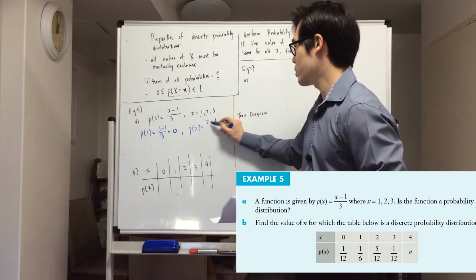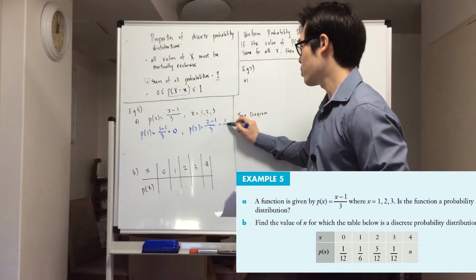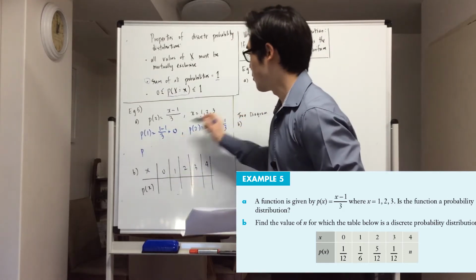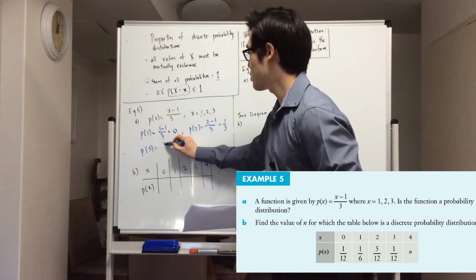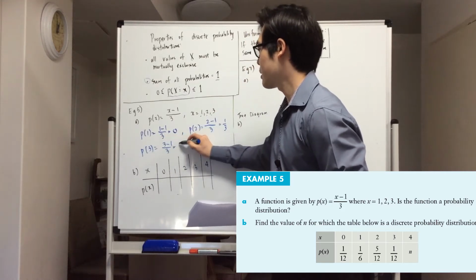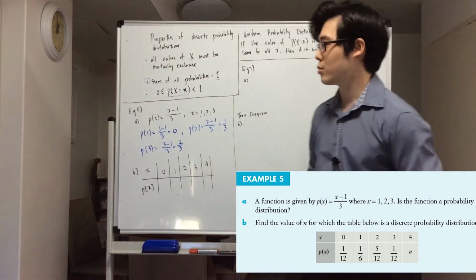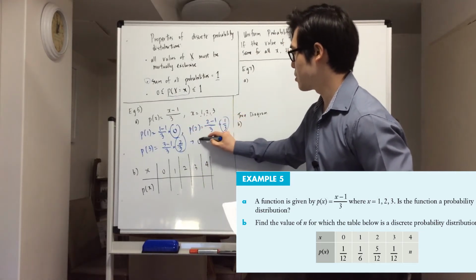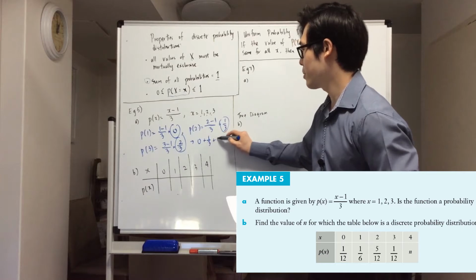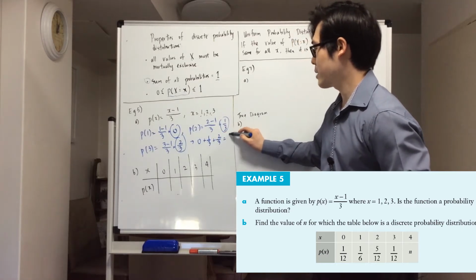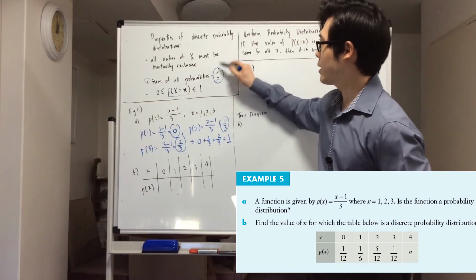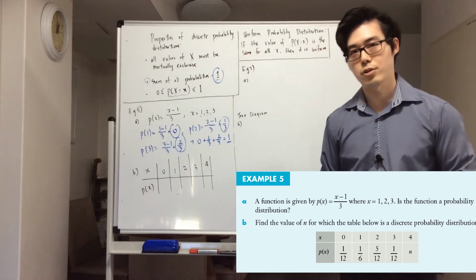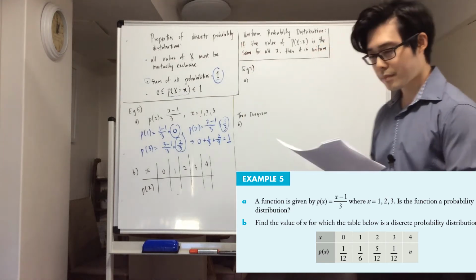Now let's find the same thing for 2. So that's 2 minus 1 over 3. That's 1 over 3. And for P3, that's 3 minus 1 over 3. That's 2 over 3. So what you have to do is now add these numbers. Okay? So 0 plus 1 over 3 plus 2 over 3. And that does equal 1. And because it's equal to 1, it is a discrete probability distribution. Okay? That's all it is.